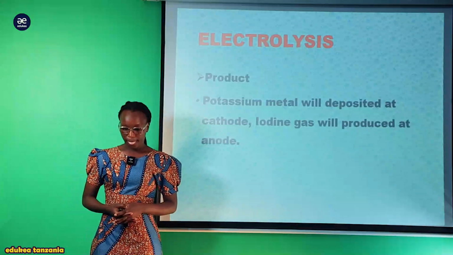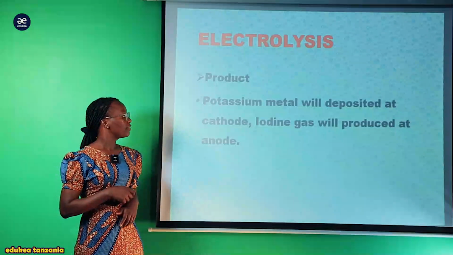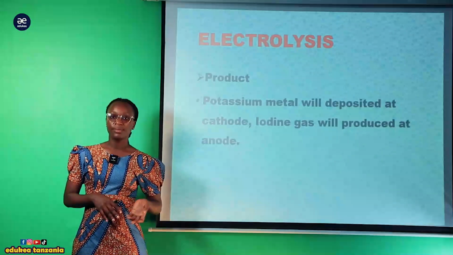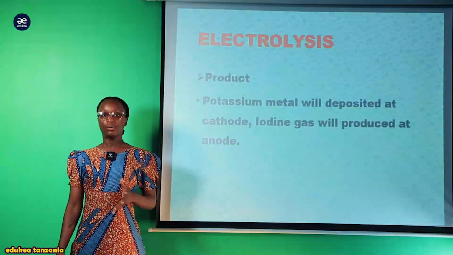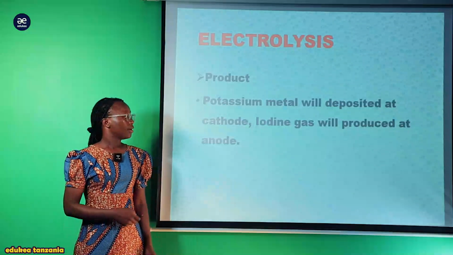Now what are the products? The product is potassium metal will deposit at the cathode and the iodine gas will be produced at the anode, kwamba ile potassium itakuwa deposited at the cathode, wakati huo iodine gas itakuwa produced at the anode.